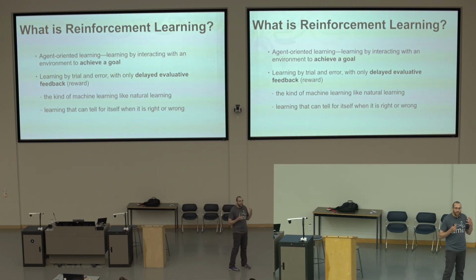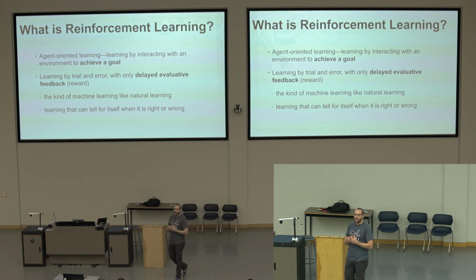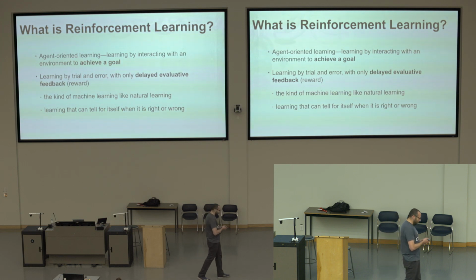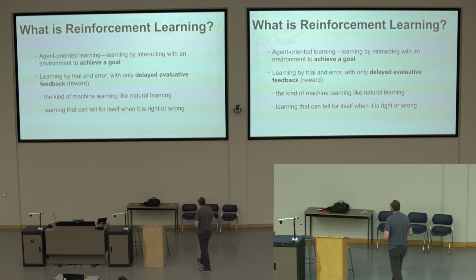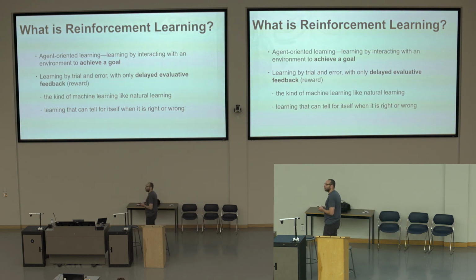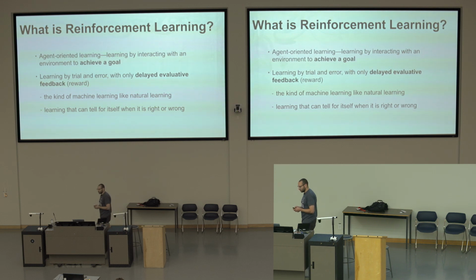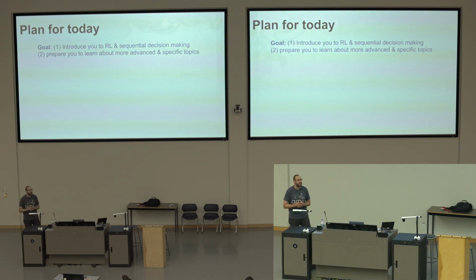And they're going to get this evaluative feedback. They're going to get a reward signal. We're not going to teach them in the classic sense of telling them what to do. We're just going to give them feedback. And we like to say that it's the kind of machine learning that's very much like natural learning. The key thing is the system has to figure out for itself what's right or wrong based on the reward signal.